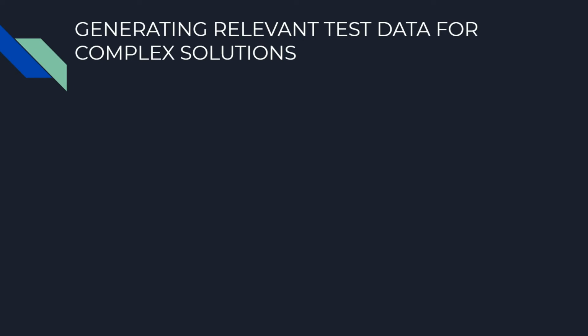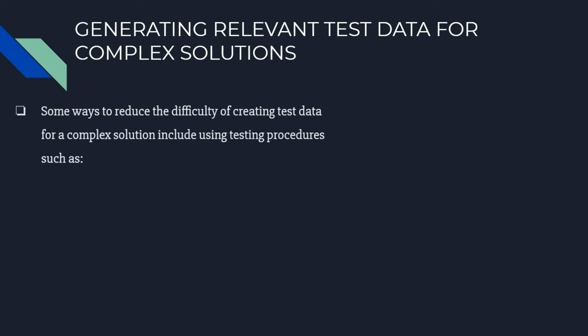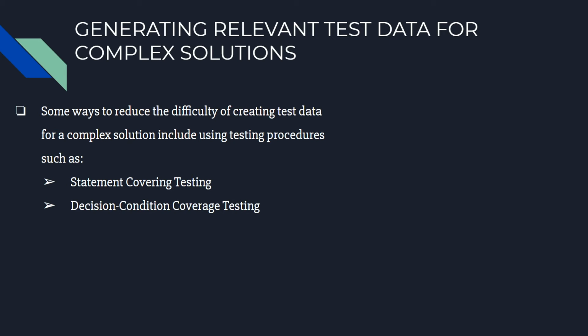Some ways to reduce the difficulty of creating test data for a complex solution include using testing procedures, such as statement coverage testing, involving the execution of every statement in the module. For example, each statement could be executed at least once. Decision condition coverage testing involves full statement coverage, as in the previous method, but also tests each true and false outcome in each decision. Multiple decision condition coverage testing extends the process of decision condition coverage testing to all possible combinations within multiple conditions. That is to say, it tests every possible combination of conditions.